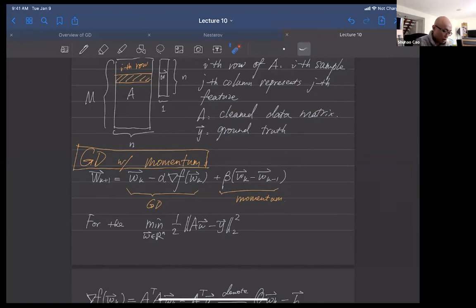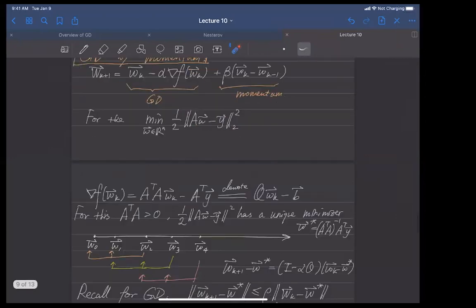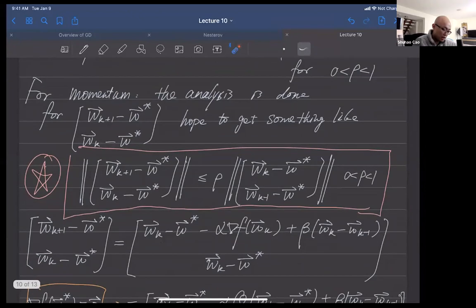The execution is pretty simple. As we can see, this is a gradient descent term, and this is a momentum term. We apply this algorithm to a simple linear regression problem, and we did a few analyses. The analysis is done for this term: the k plus one iteration minus the best possible weight, and the kth iteration minus the best weight. This is the estimate we would like to obtain, the joint L2 norm. It's like taking the L2 norm of this one and of this one, adding them up with squares, then taking the square root.